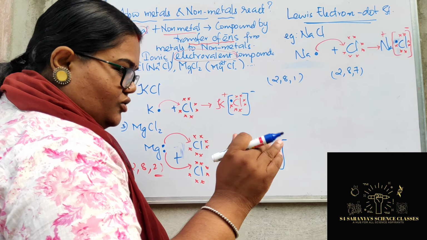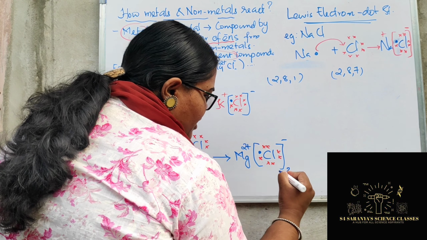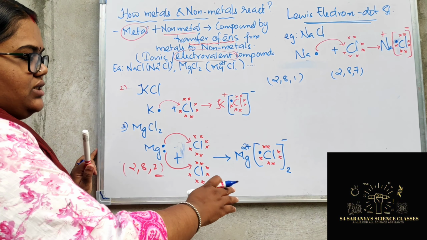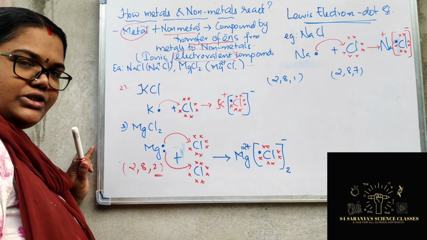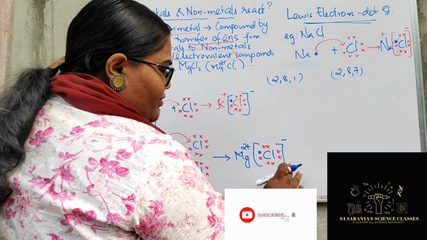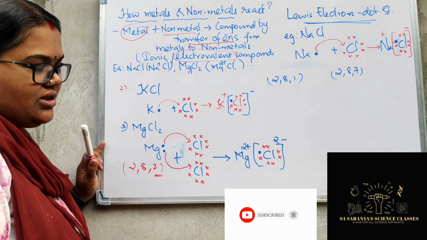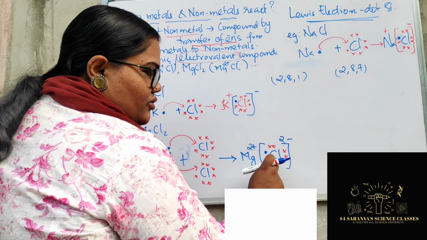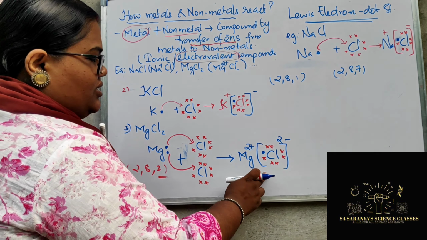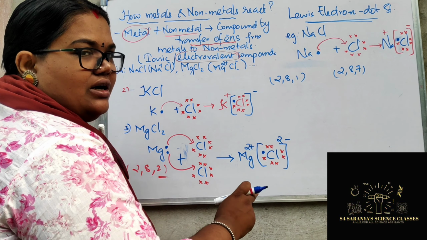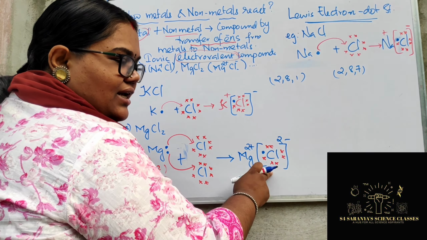But here we are taking 2 chlorine, so that's why you have to mention it here. Right? So this is MgCl2, the electron dot structure of MgCl2. But don't ever put the 2 here. If you put the 2 here, what is the meaning of that? That means 2 electrons are going to 1 element. It's not like that. Each chlorine gains only 1 electron.